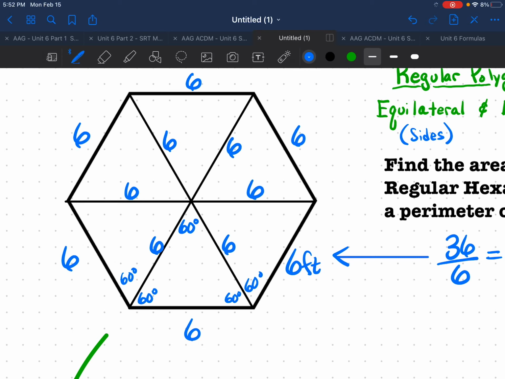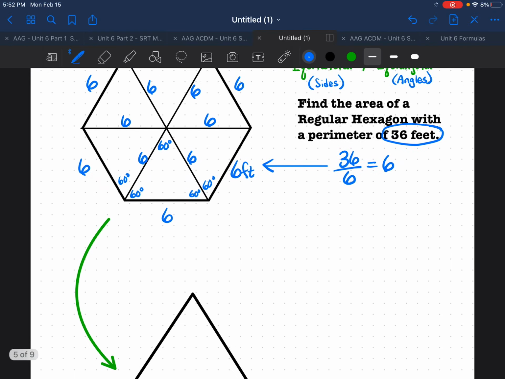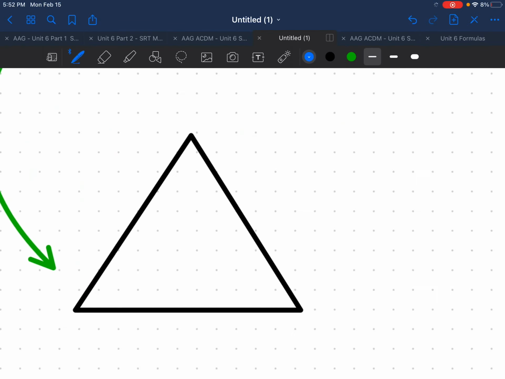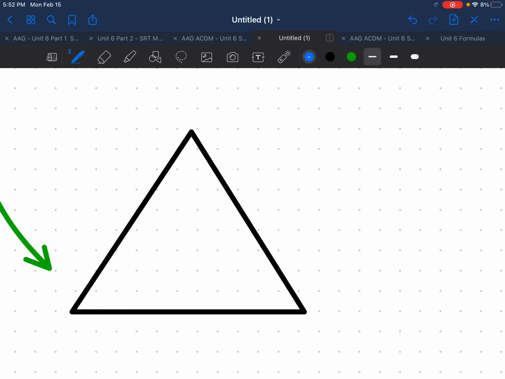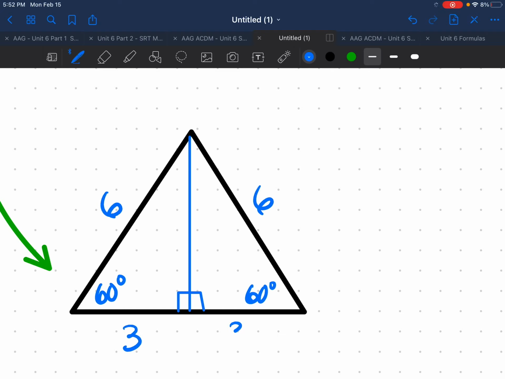Just for simplicity, I drew a separate triangle down here. So I have my 60 degrees, my 60 degrees. Now, guys, we're going to draw our height here, perpendicular to the base. Each side was 6. The base gets bisected into 3 and 3, which is still 6, and that bisects this into a 30-60-90.